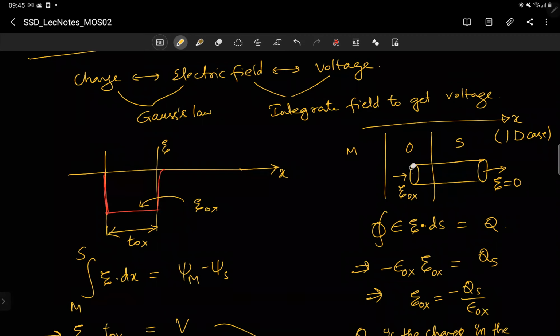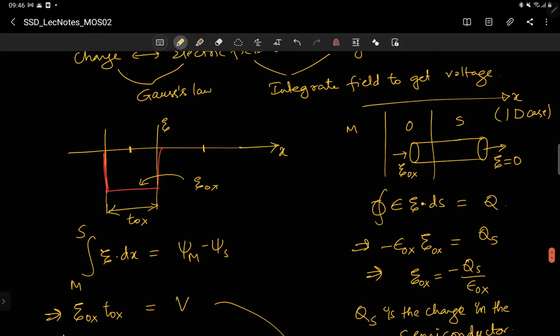So one cylindrical surface is inside the oxide, and the conventional electric field direction is the positive X direction, and the value is epsilon ox. The other planar surface of the Gaussian cylinder, you take in the neutral region. So I am taking the Gaussian pillbox like this: one surface is here, another surface is here, where the electric field is 0. By then the charge has become 0.